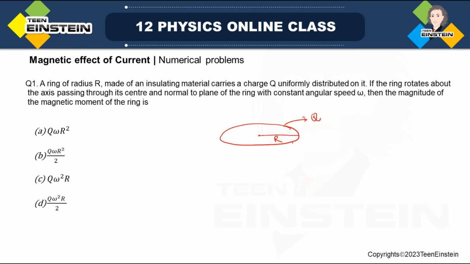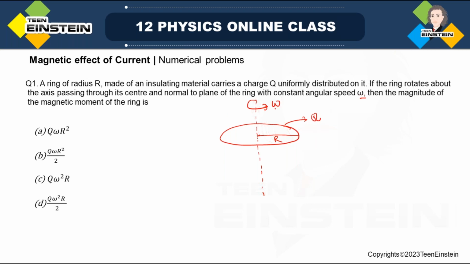Insulating in the sense it cannot conduct the charge to the surrounding also. That means this charge is constant. That's what you can think of. If the ring rotates about its axis, passing through its center and normal to the plane of the ring, with constant angular speed omega. See this, this is the ring. Suppose this ring is on the horizontal plane. So the axis passing through it and perpendicular to it is this. This is the axis about which the ring rotates.